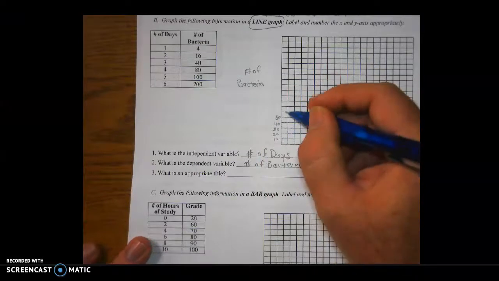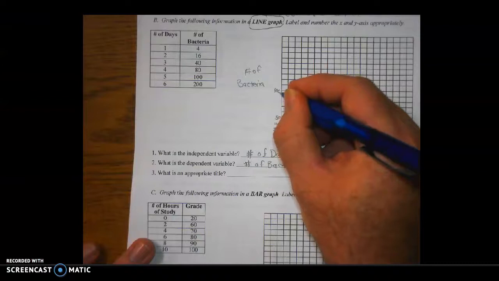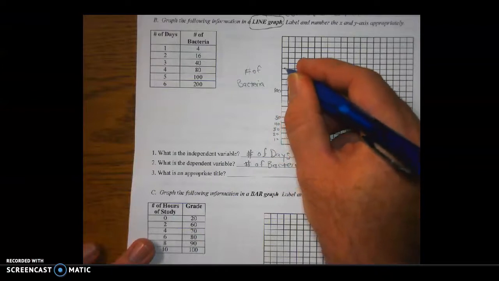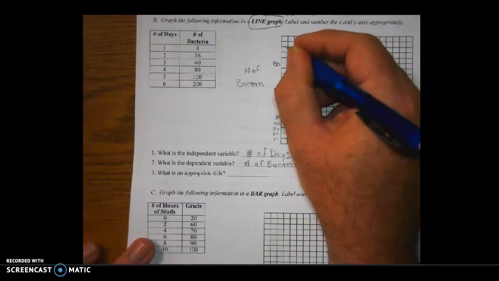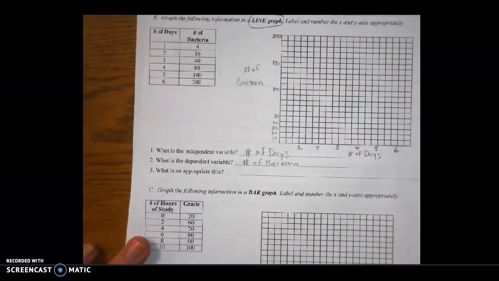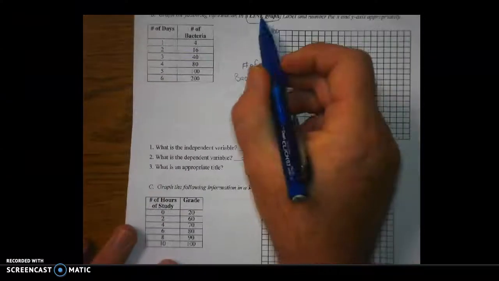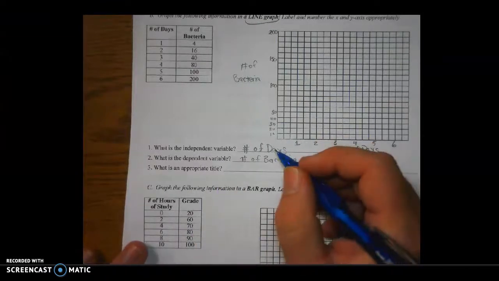And then I'm going to go in chunks again. So 60, 70, 80, 90, 100. 110, 120, 130, 140, 150, and 160, 170, 180, 190, 200. So now we can plot our points. So we are drawing a line graph this time. So we're going to put points on the graph, and then we're going to connect those points.